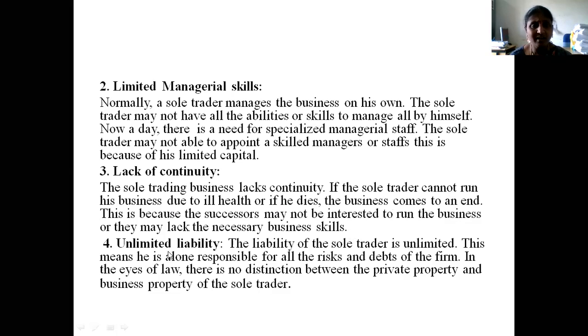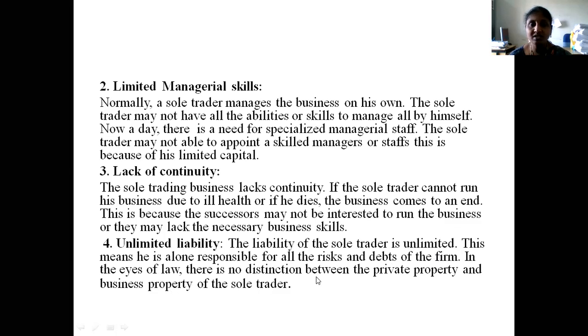నెక్స్ట్, అన్లిమిటెడ్ లయబిలిటీ. సో ద లయబిలిటీ ఆఫ్ ద సోల్ ట్రేడర్ is unlimited. Liabilities means nothing but responsibilities. So whatever the responsibilities taken by that sole trader, they are unlimited. This means he is alone responsible for all the risks and debts for the firm. అంటే ఫామ్ కి కావాల్సిన అన్ని రిస్క్స్ కానీ డెబ్ట్స్ కి కానీ అన్ని తనే రెస్పాన్సిబుల్.